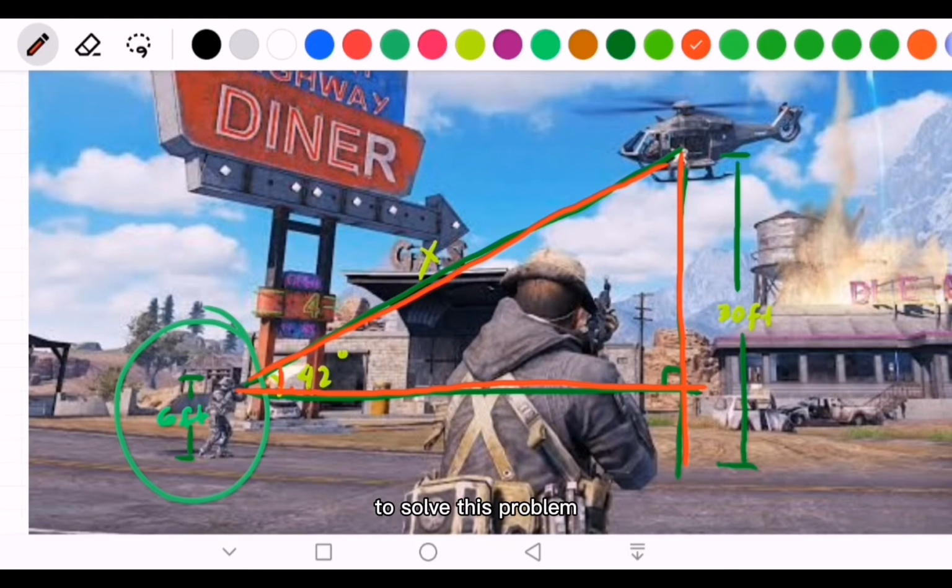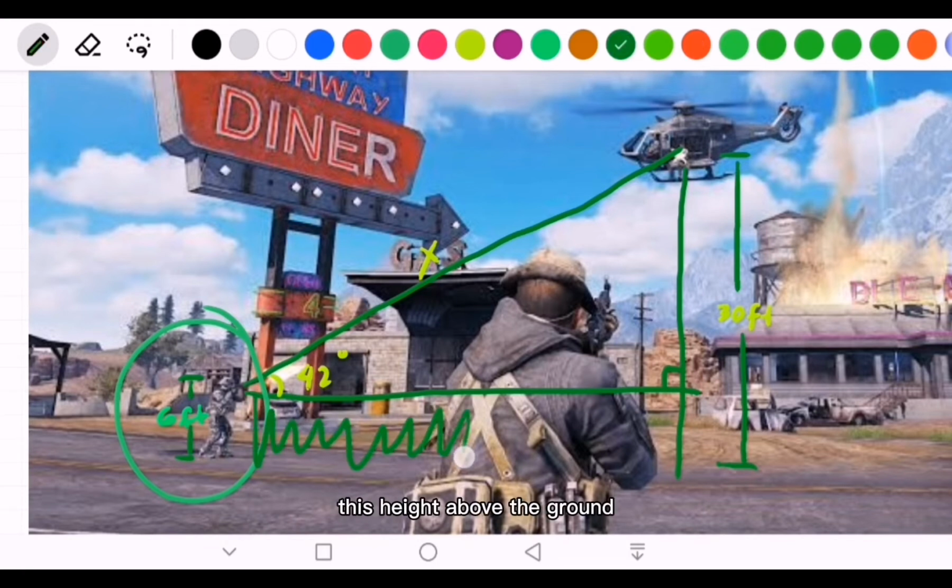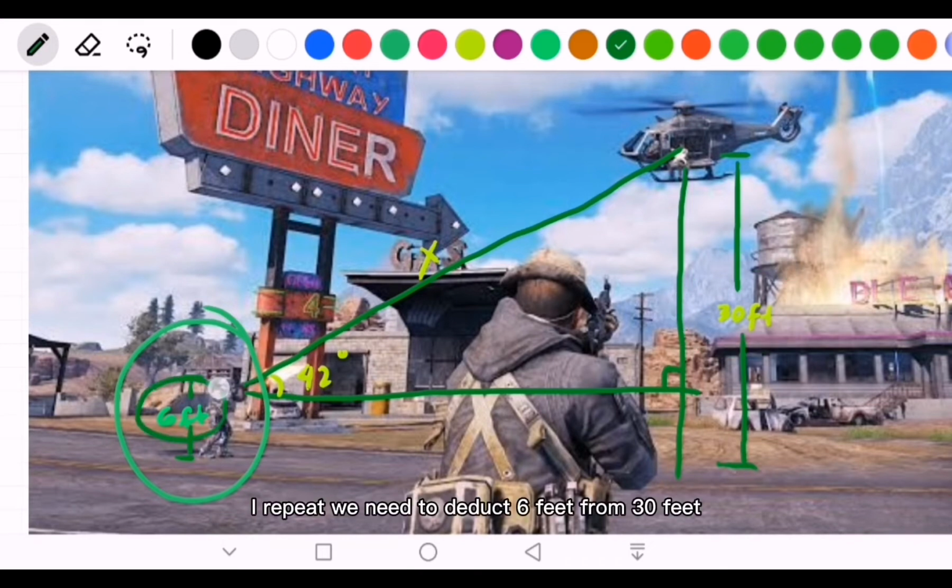To solve this problem, we are going to check the relevance of the height of the player to the height of the helicopter from the ground. Because, as you can see, this height above the ground is not included in the computation. First thing that we must do is to deduct 6 feet from 30 feet. I repeat, we need to deduct 6 feet from 30 feet. So that will be 30 minus 6 is 24.